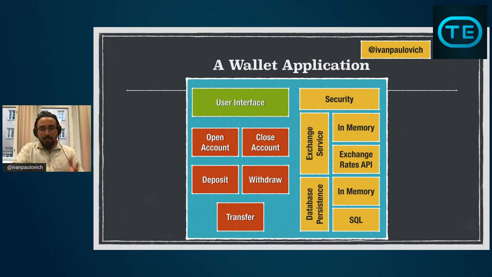So another example going further is that your application could have a user interface, then use case implementations, and then cross-cutting services that support the use cases in giving the illusion or really going against the external dependencies. So in this case, you depend on an exchange service, and you might have the in-memory or an Exchange rates API implementation.